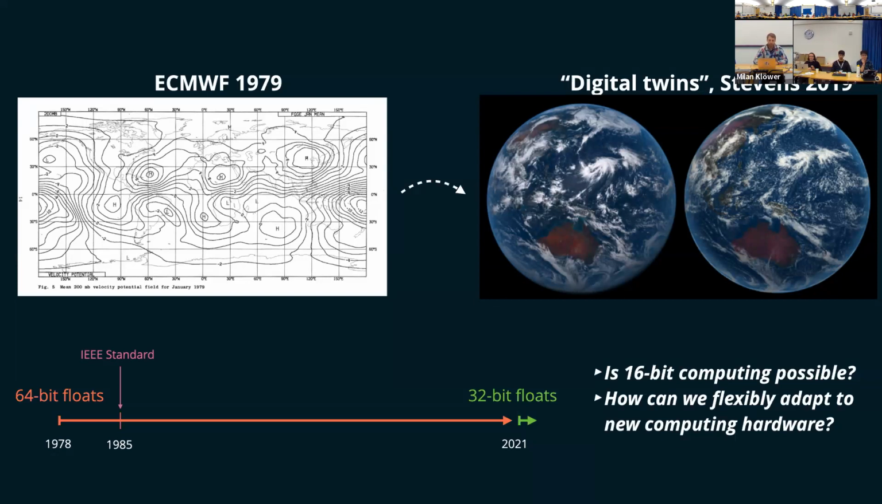During that time, obviously, now we talk about digital twins. So we go from black and white graphs to digital twins where, well, you can guess which one is the satellite picture and which one is the model simulation of these two Earths. And so actually, on the computing side, not much has changed since then.